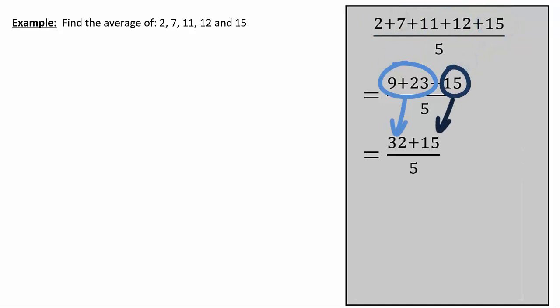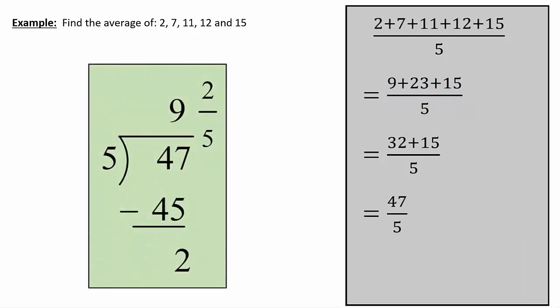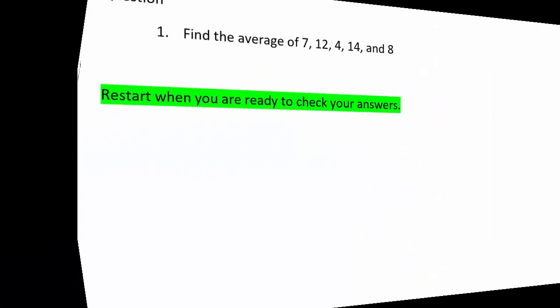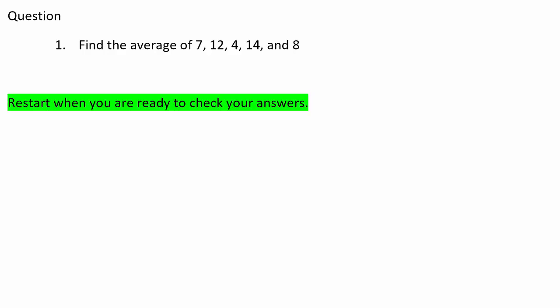Now we need to add the 15 in. So 32 and 15 is 47. So we have 47 divided by 5. Once again, doing this by hand, 5 goes into 47 9 times. 5 times 9 is 45. So the remainder is 2. 47 over 5 equals 9 2/5. So the average of 2, 7, 11, 12, and 15 is 9 2/5. If you did this on a calculator, you would get 9.4, and that's fine also. Pause the video and try this problem.